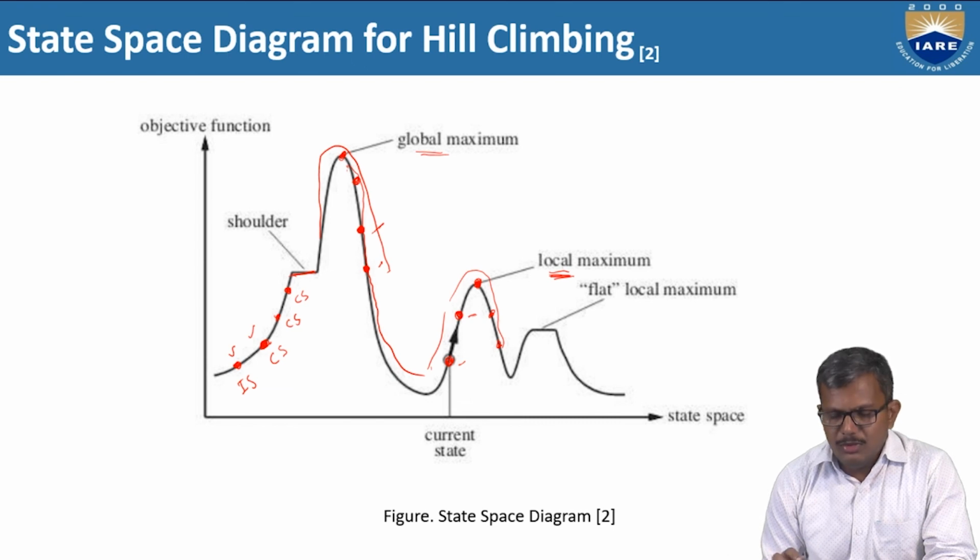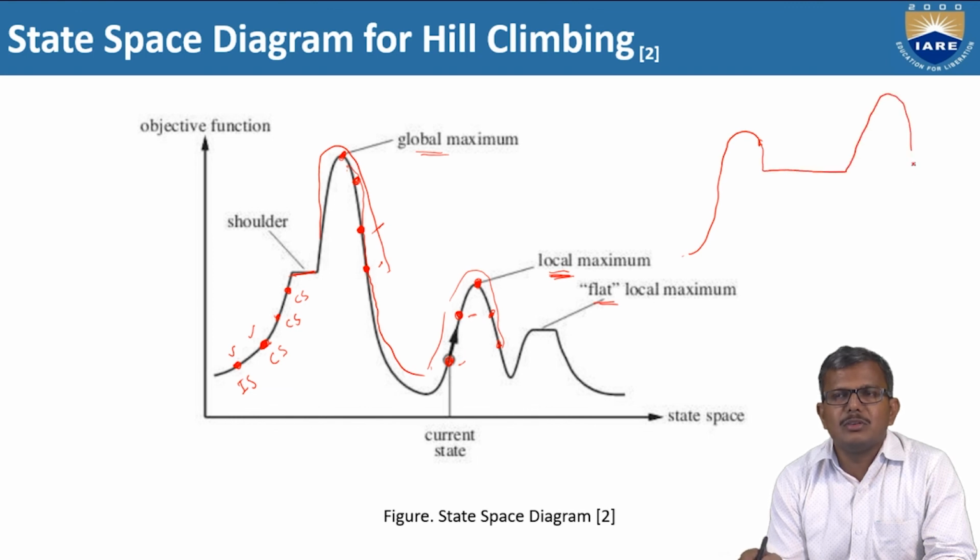Okay, so what is the third one? You see the flat. Flat means you can say that it is a plateau. For example, think that there is some kind of hill like this. Okay, some flat is there. Again, there is one more. Your current state is here. So what happens? Again, here also you are going to apply some operator. You will get a new state. So these two definitely will have the same value.